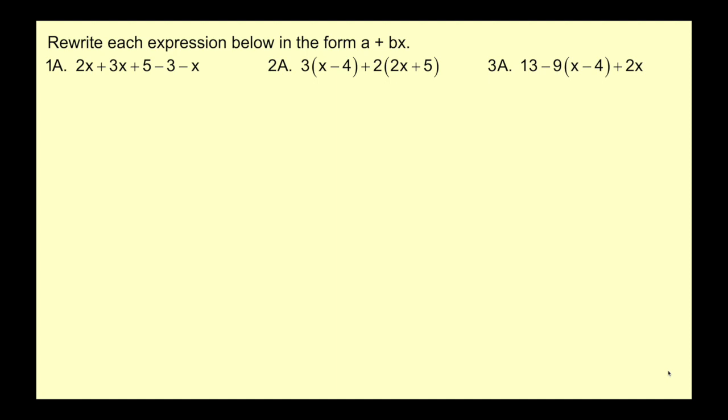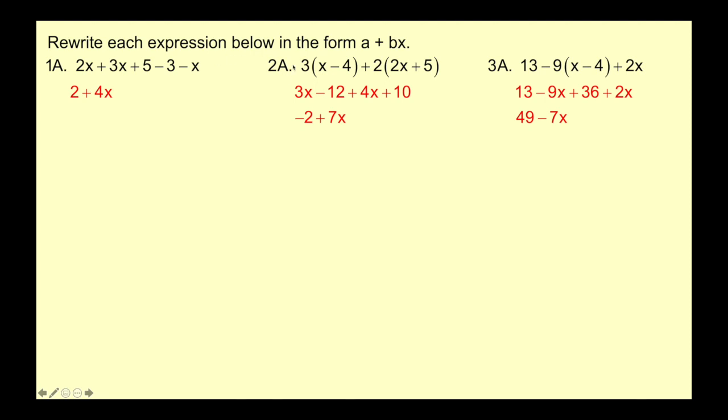Each of the following should be written in the form a plus bx. And here are the answers for 1 through 3. In number 1, we can see that we are just combining like terms. We have 2x and 3x that can add to give us 5x. Then if I subtract 1x, that's going to give me 4x. That is supposed to be written second, so I will put that second here. 5 and negative 3 then combine to give me 2, so that goes first.